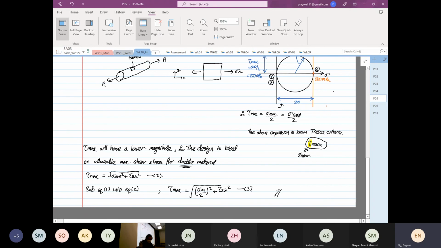I'm going to stop here now. I still have another 5 equations to solve, then we can do our shaft design. I'll see you guys next week.